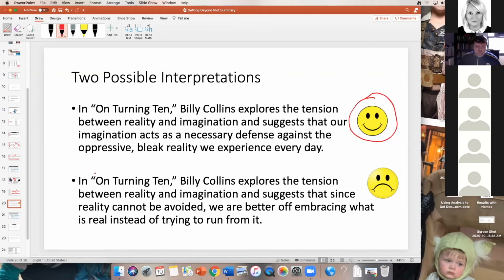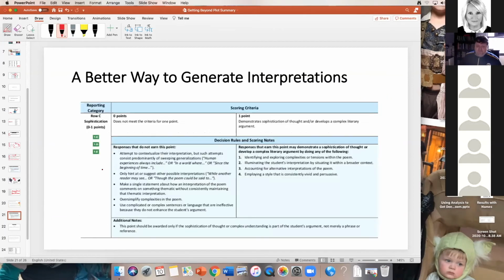But maybe I want to flip it around. I want to say in On Turning 10, Billy Collins explores the tension between reality and imagination and suggests that since reality cannot be avoided, we are better off embracing what is real instead of trying to run from it. Now, I've never seen a real good essay that does this and accounts for an alternative interpretation of the poem, but that is one of the ways to get the point in row C.